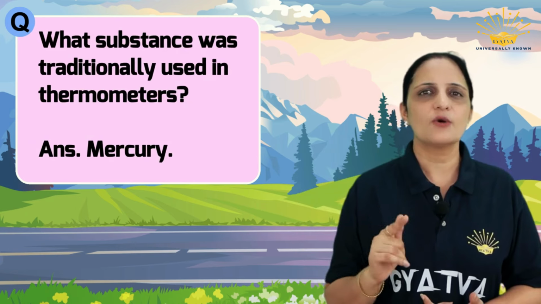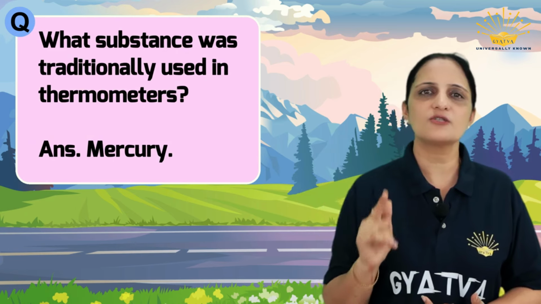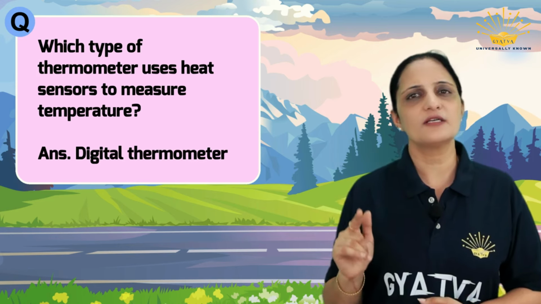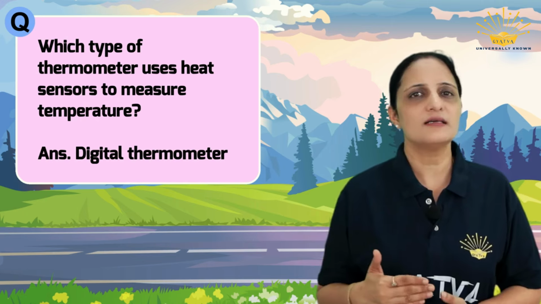Question number 5, what substance was traditionally used in thermometers? The traditional substance was mercury. Question number 6, which type of thermometer uses heat sensors to measure temperature? It is a digital thermometer.